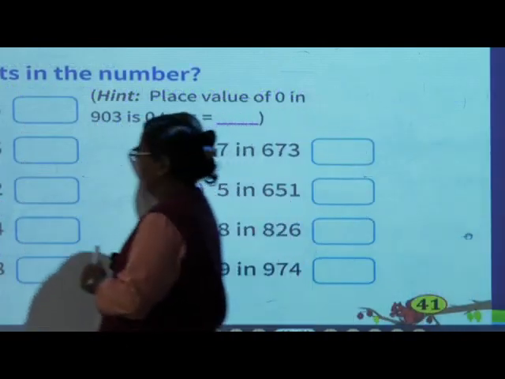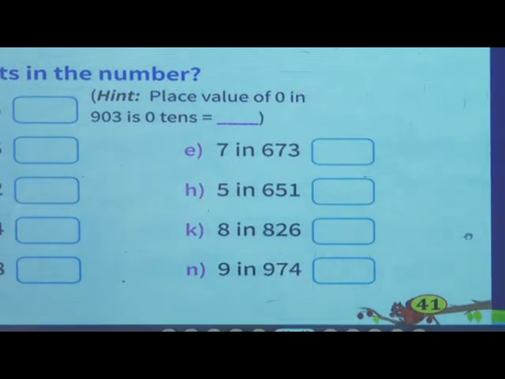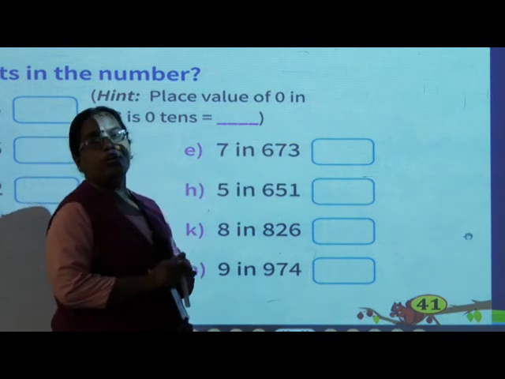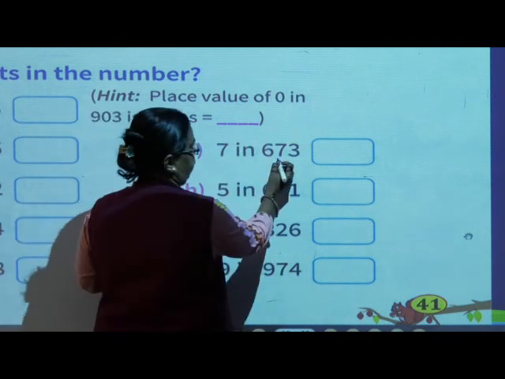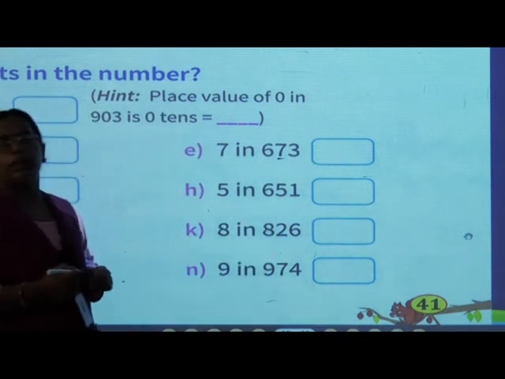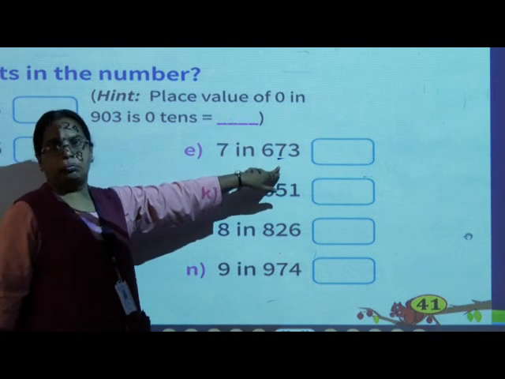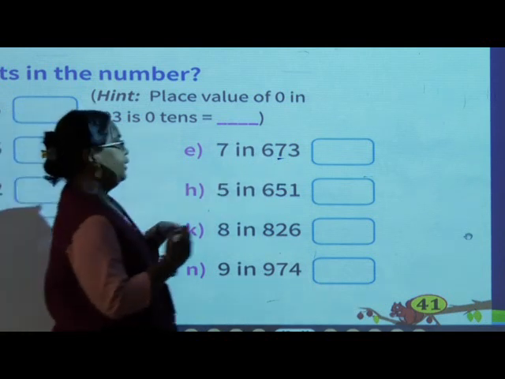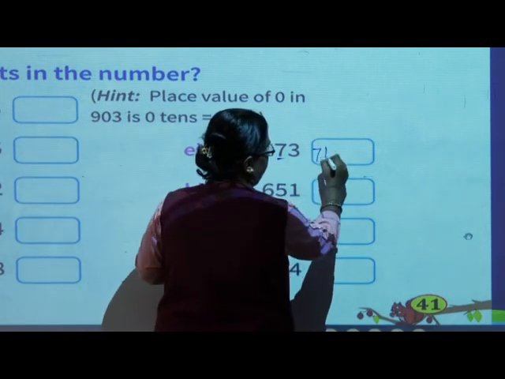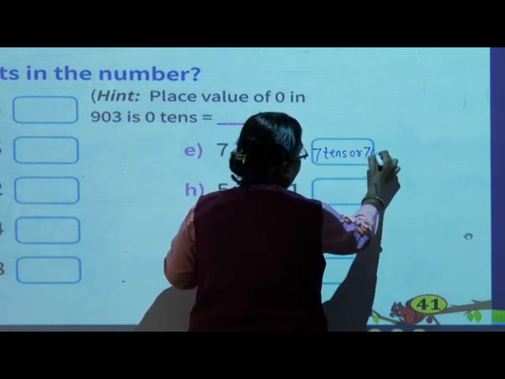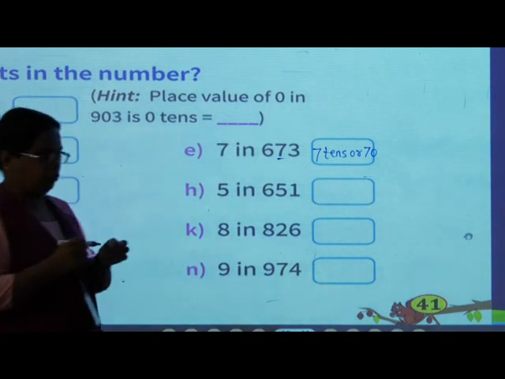Now see E1. Now tell me children, 7 in 673. Now we want to write the place value of 7. What will be the place value? It is in which place? Tens place. Yes. Then 7 tens or 70.